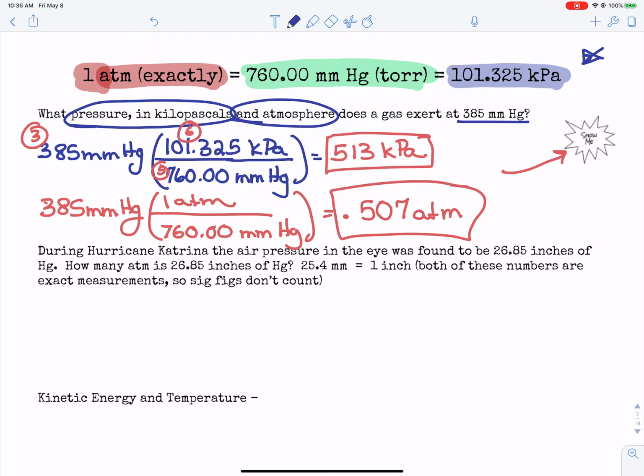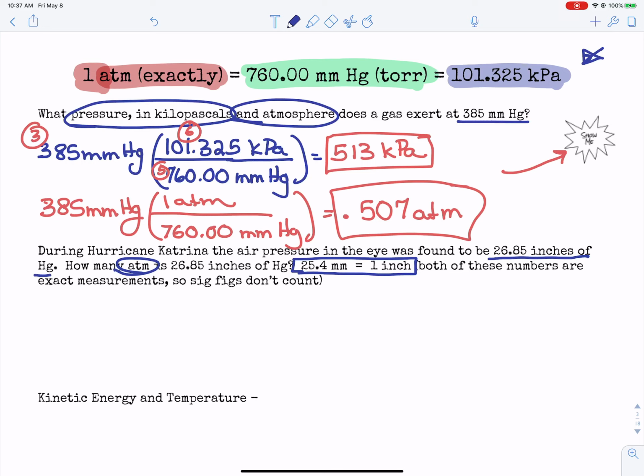The next question says, during Hurricane Katrina, the air pressure in the eye was found to be 26.85 inches of mercury. If you listen to a weather report, they will often report the atmospheric pressure in inches of mercury because we're in the United States and we don't use millimeters. So my question is, how many ATM, atmospheres, is this 26.85 inches of mercury? In order to do that, we need another conversion factor: 1 inch is exactly equal to 25.4 millimeters.